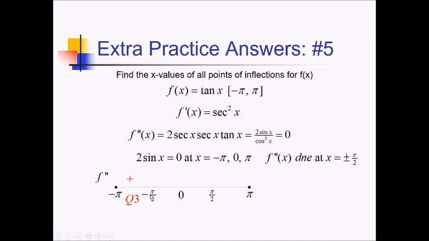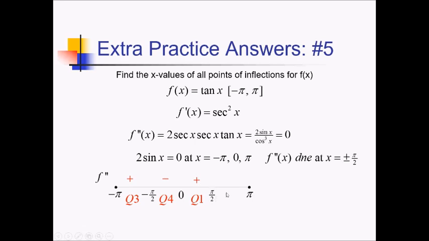Next, between negative pi over 2 and 0, well, this is going to be the fourth quadrant. In the fourth quadrant, sine is negative, cosine's positive, so that's 1 negative, which makes this whole thing negative. Between 0 and pi over 2, that's the first quadrant. In the first quadrant, everything is positive, so that's a positive result overall.